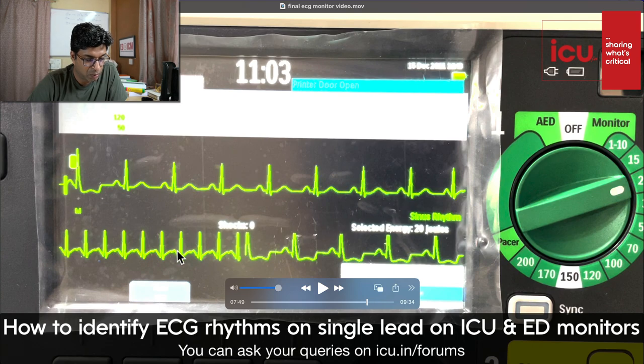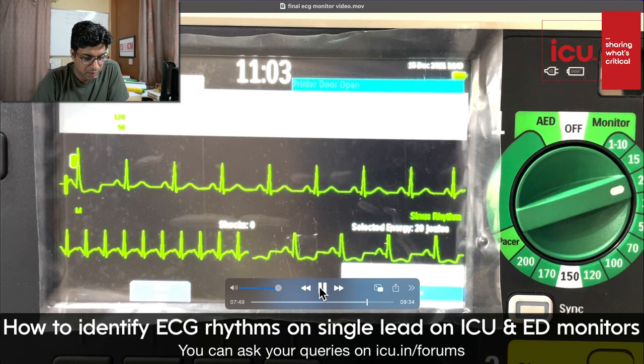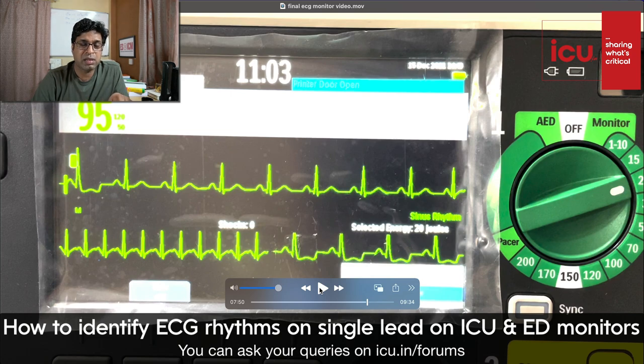In this rhythm we are not able to appreciate the P wave clearly, so it is supraventricular tachycardia. It could be AVNRT or AVRT, but it's difficult to pick up on a single lead. But for all practical purposes, if you say it's SVT or AVNRT, then also it's fine. And the rate in AVNRT or AVRT is usually more than 150. It's somewhere around 180. So you can use this to differentiate from atrial tachycardia or sinus tachycardia. They are usually below 150, 140.